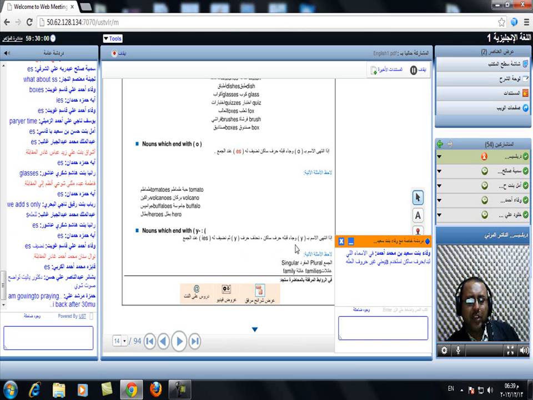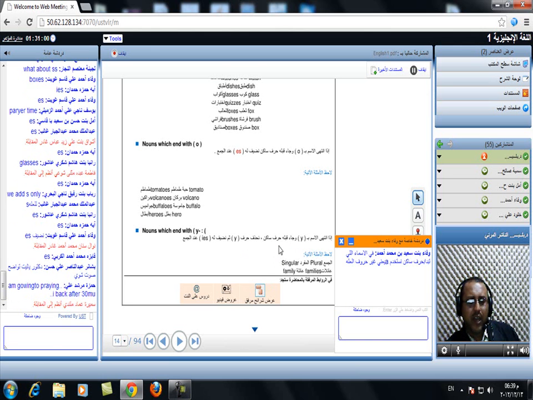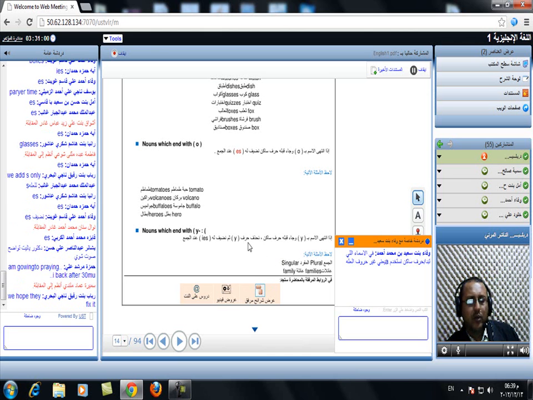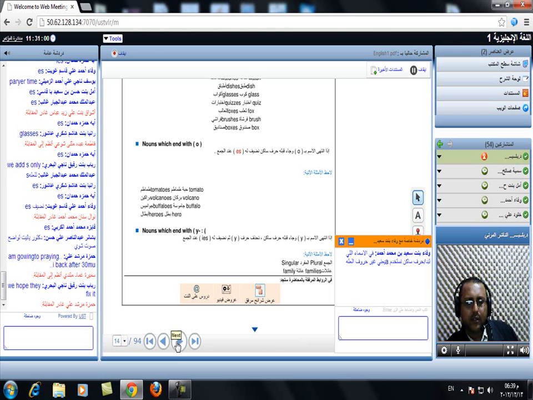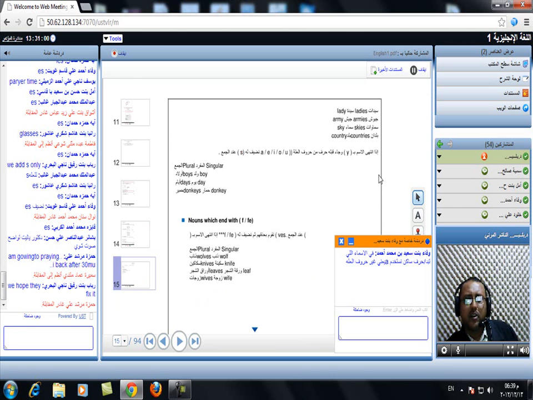So if the noun ends with Y and it is preceded by a consonant, what shall we do? We have to omit Y and then add IES. Okay, let's go to the next page.